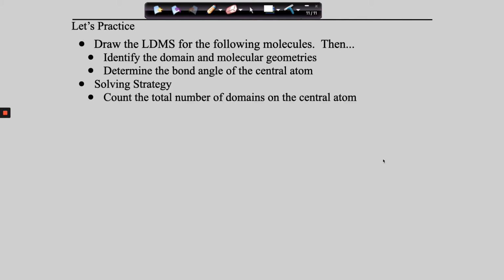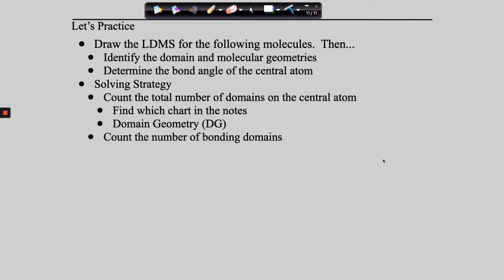The first thing that you want to do is count the total domains on the central atom. That will be 4 or 3 or 2. Guys, that will then place you in one of these 3 tables, 4 and 3 and 2. That will then tell you the domain geometry of the molecule. Then at that point, you're going to count the number of bonding domains. That will tell you which line of the particular chart you're on, and this will then give you what we call the molecular geometry and the angle.